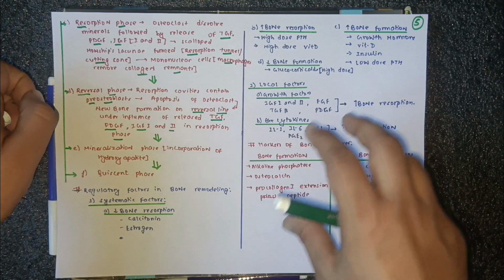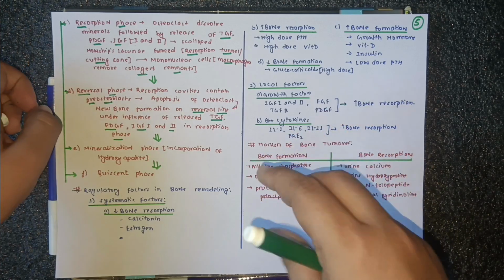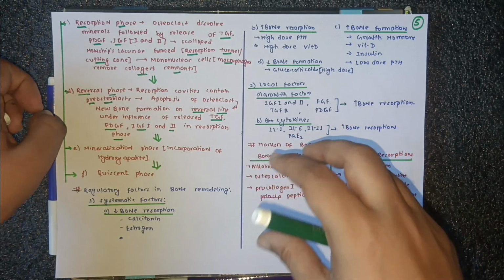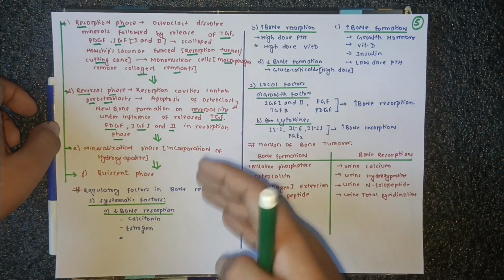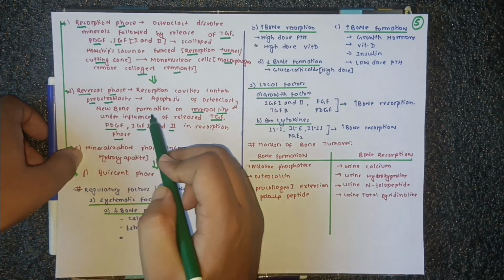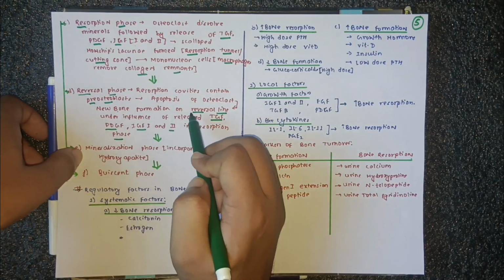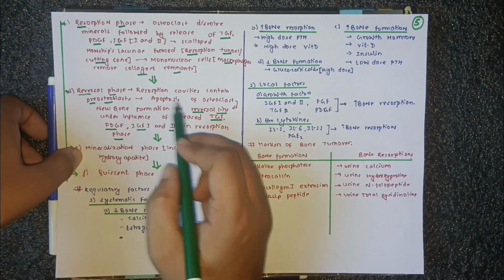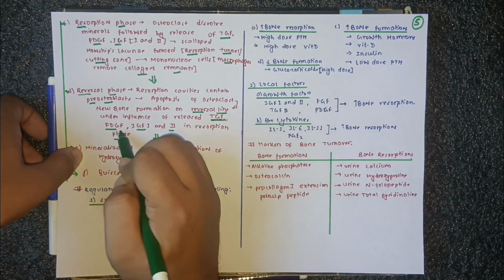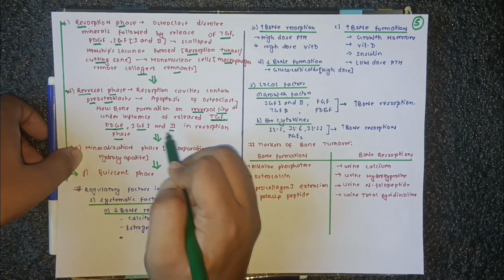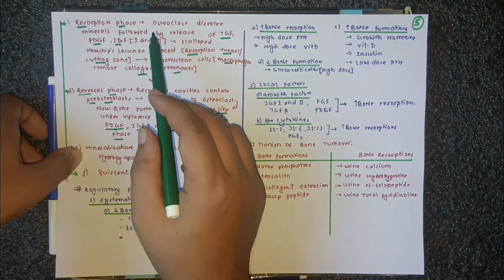Okay, properly formed structure, the newly formed portion of the bone. So it is just separating that. New bone formation is taking place at the reversal line, and that is under the influence of TGF, PDGF, IGF-1 and IGF-2 that were secreted here in the resorption phase.